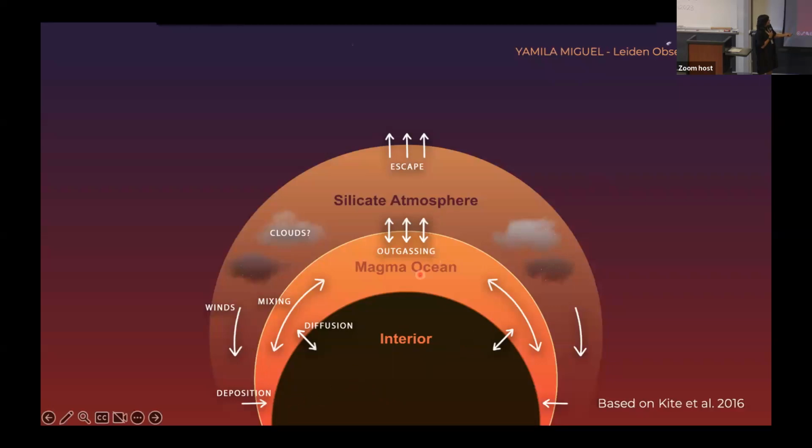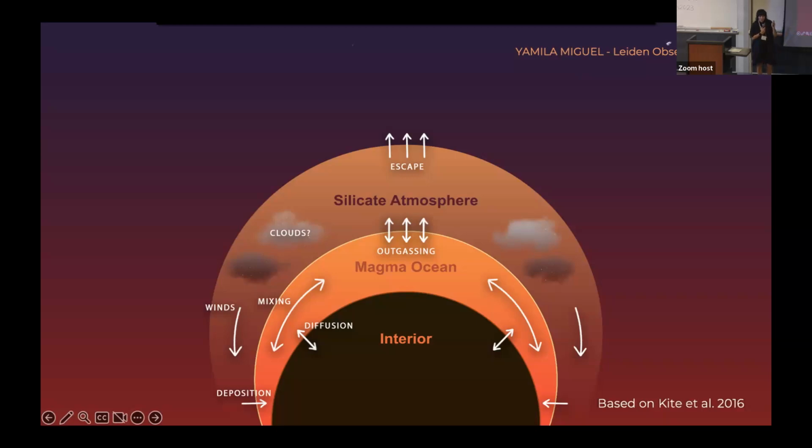So these are tidally locked planets. They are very close to their stars, so there is only one side that is looking at the star and the other one is not. One side is going to be very, very hot and the other one is not. The side that is very hot and looking at the star, this one here, will have a magma ocean, mostly induced by the extreme irradiation that it receives from the star. And this magma ocean will vaporize and form an atmosphere mostly made of vaporized rocks.